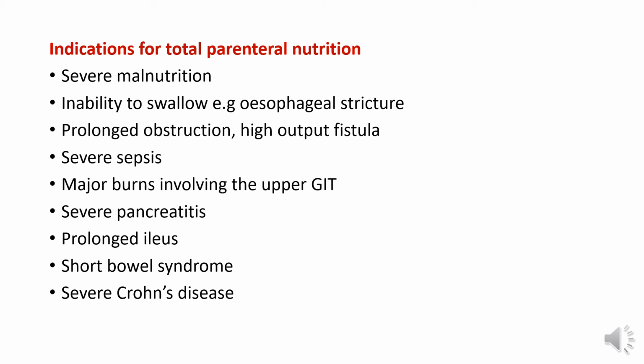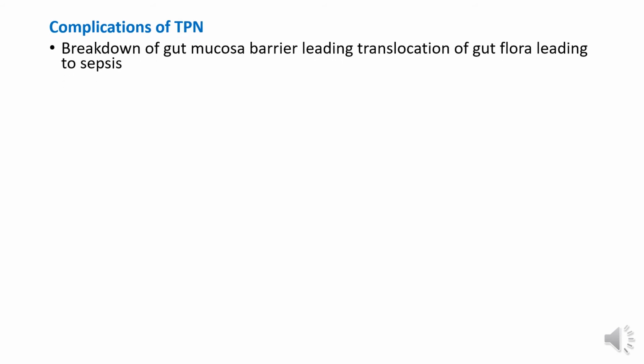Severe Crohn's disease is another indication of total parenteral nutrition. Complications of total parenteral nutrition: you have breakdown of the gut mucosal barrier, leading to translocation of gut flora that eventually leads to sepsis. We've talked about this severally, so I'm sure you already understand how this comes about.